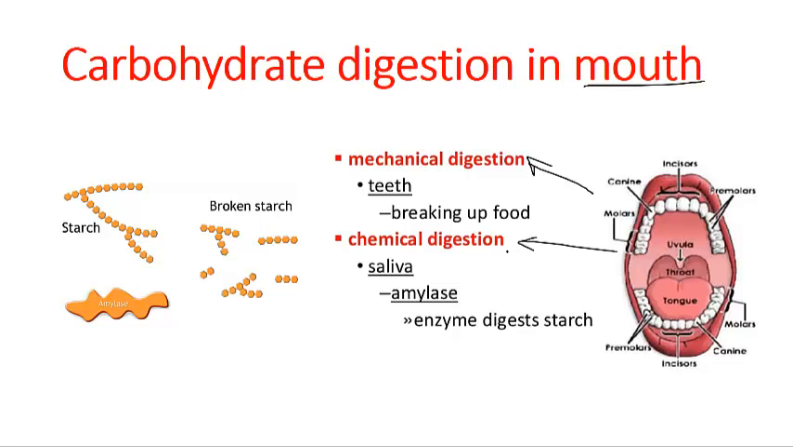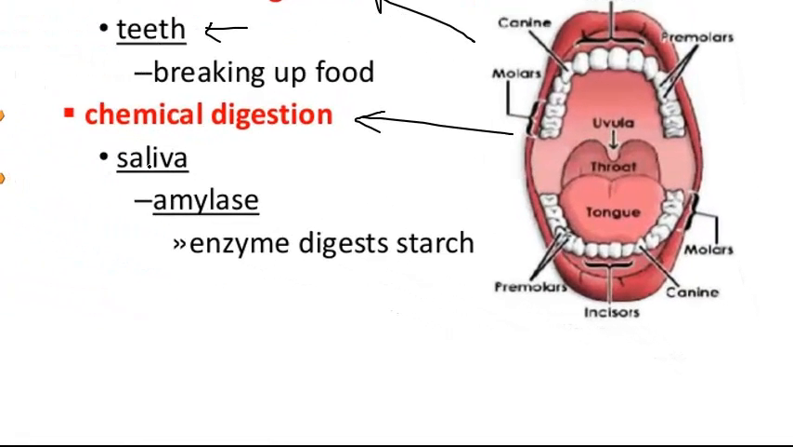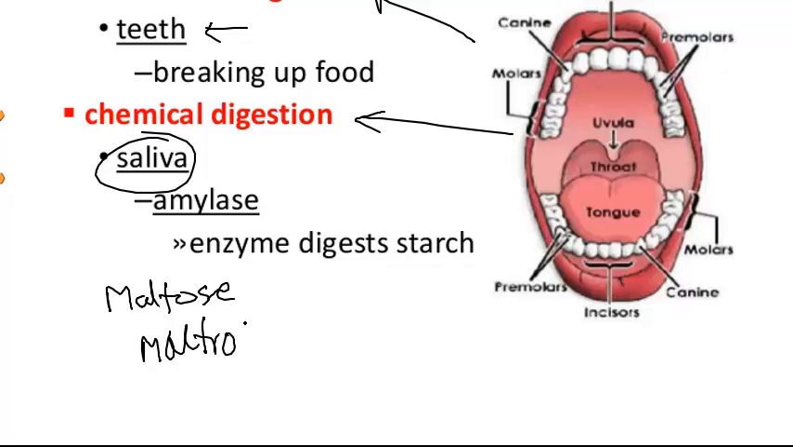In mechanical digestion, the teeth break and grind the food into smaller particles, and then mix these food particles with saliva. Saliva contains amylase, and amylase can break down starch into fragments. Amylase breaks down starch into the following components. It can break the starch into maltose and maltotriose, and some amount of dextrin.